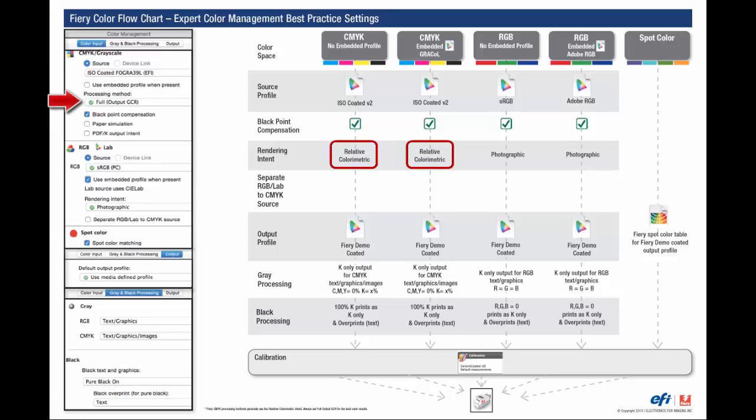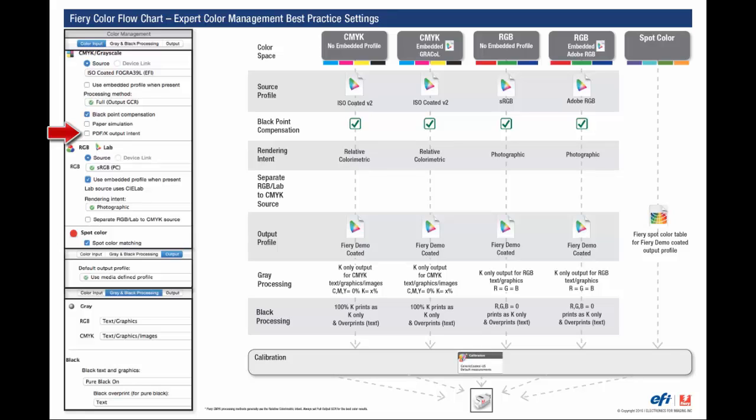We'll set the processing method always to full output GCR for the best colorimetric precision and the most pleasing color printing results on the Fiery from CMYK sources, and we'll enable black point compensation as it is by default, so that even if we have a light black point in a source, such as a newsprint CMYK source, we'll still get a very good looking reproduction of it by virtue of the black point compensation. We'll leave paper simulation disabled, since we're not proofing and we don't want dots in the non-image areas. We'll also leave PDFX output intent disabled.